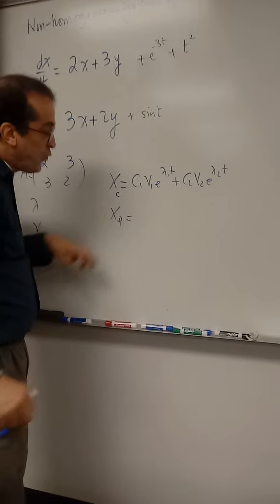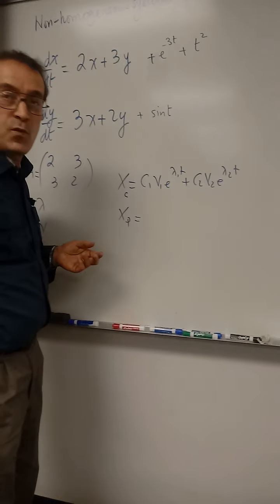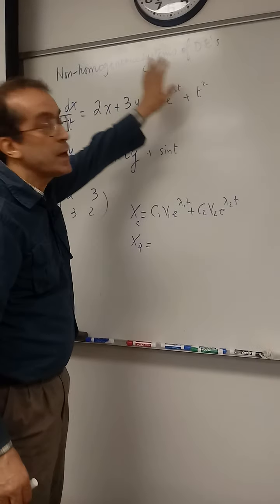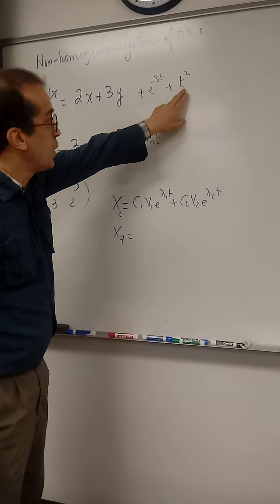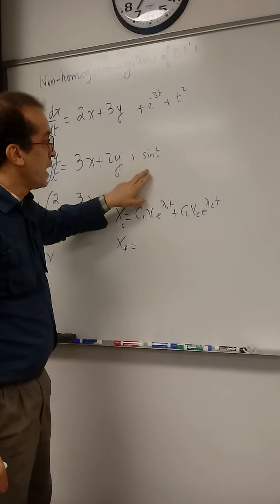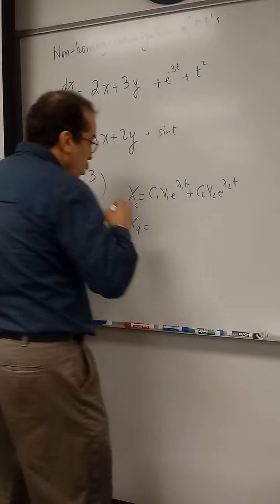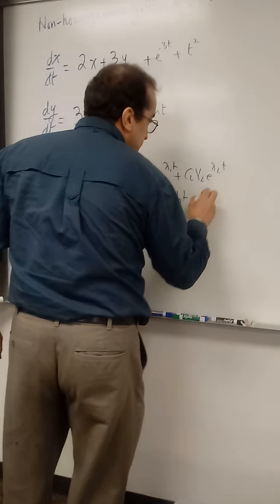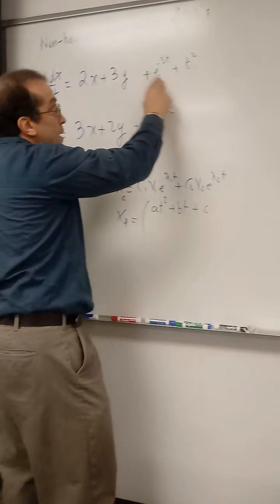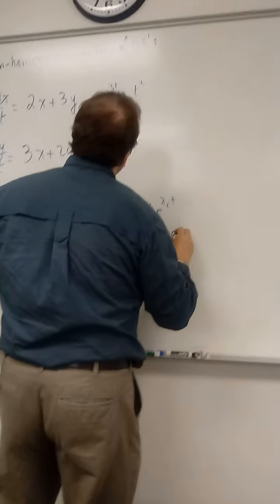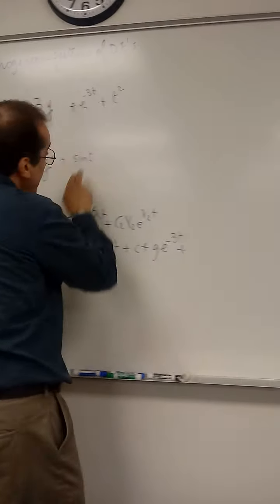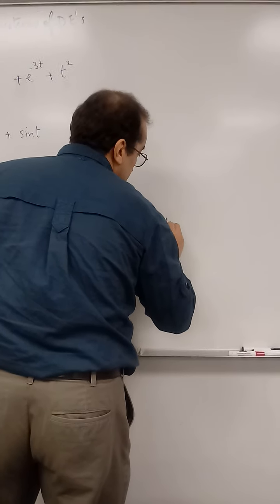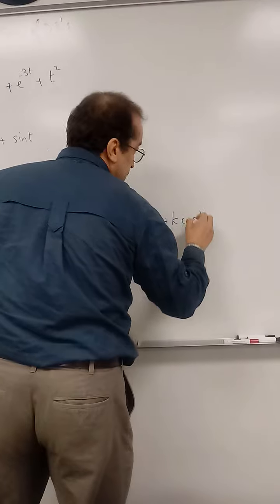For the form of xp, we can use undetermined coefficients. The form of xp should be the same thing as what we have on the right side. On the right side, we have a quadratic, an exponential, and a sine. We need to combine all of them. So xp would be a t squared plus bt plus c, from the quadratic part. From the exponential, plus g e to the power minus 3t. And then the sine will lead to two more terms with sine and cosine, plus h sine t plus k cosine t.